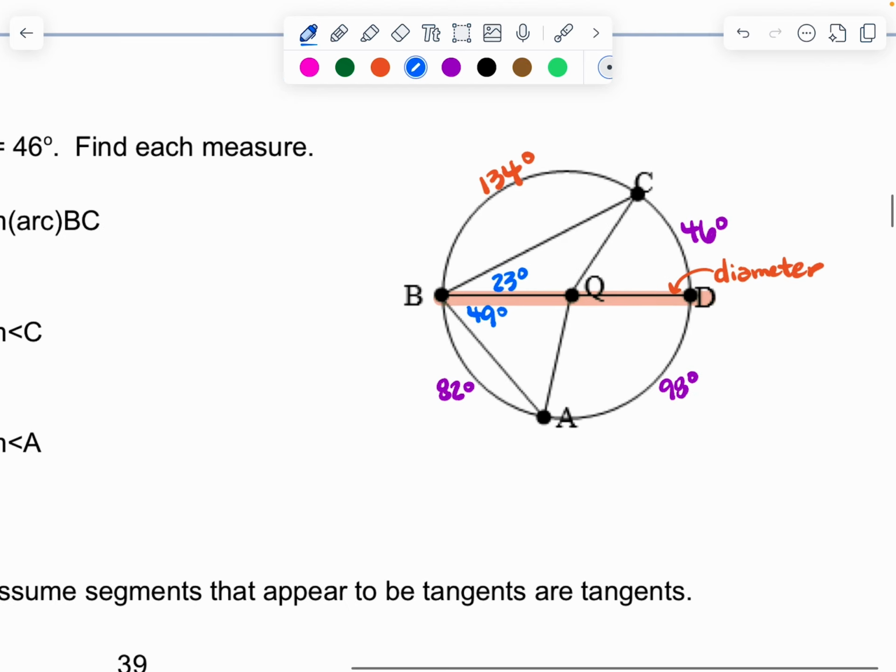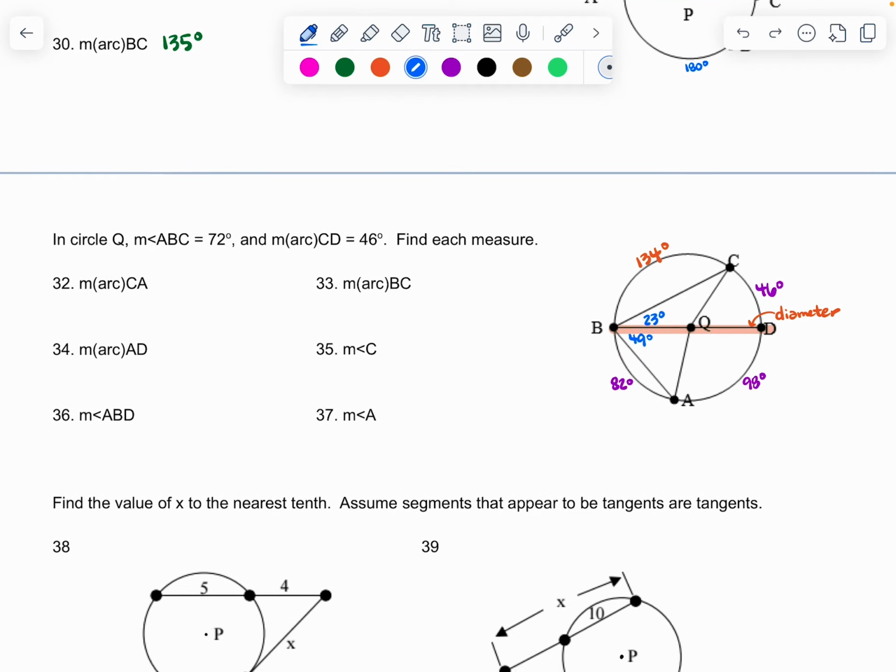The measure of arc CA. Okay, well that's a minor arc because it only used 2 letters. So we're just going to be adding the 46 and the 98 together, which is going to give us 144. All right, so hopping over here, turn the page. So 144 degrees.